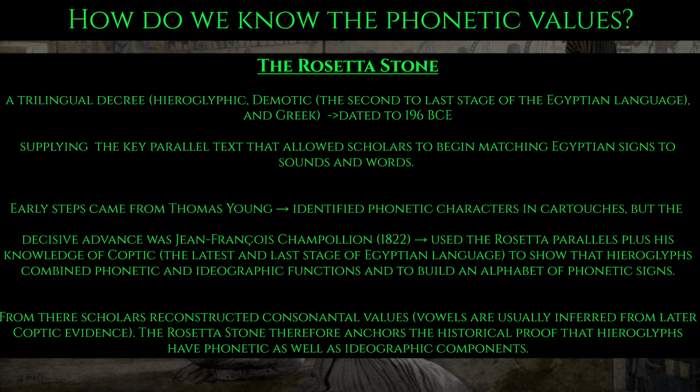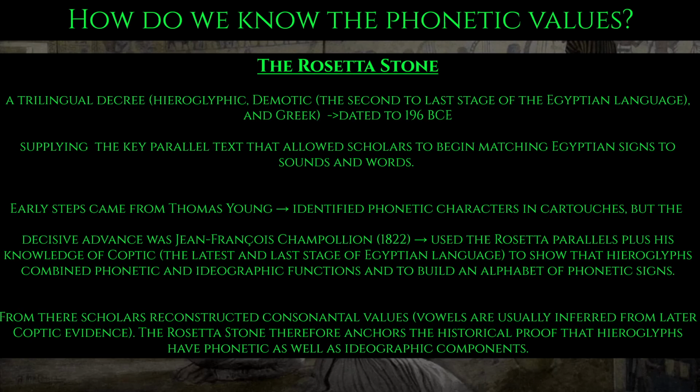But there's still the question, how do we know the phonetic values? Well, here comes the Rosetta Stone, a trilingual decree, hieroglyphic, demotic, which is the second to last stage of the Egyptian language, and Greek, dated to 196 BC, supplied the key parallel text that allowed scholars to begin matching Egyptian signs to sounds and words.